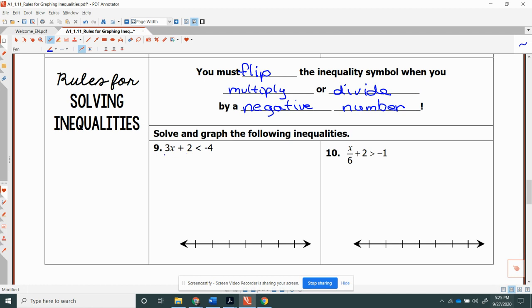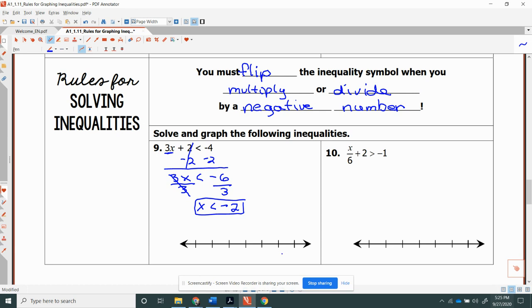So the first thing we'll do is isolate the term with x. So we're going to isolate 3x by subtracting 2 from both sides. This would cancel. 3x is less than negative 6. Now we're going to divide both sides by 3. 3 over 3 cancel and equal 1, which gives us x is less than negative 2. That's our final answer.